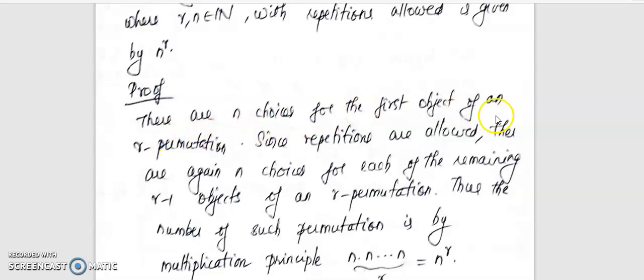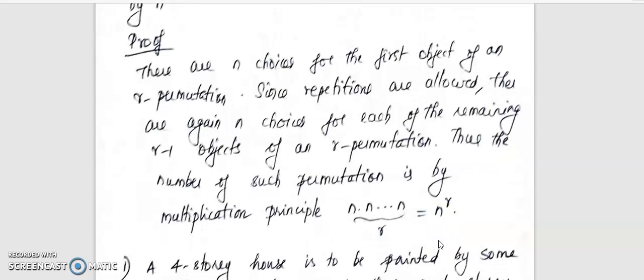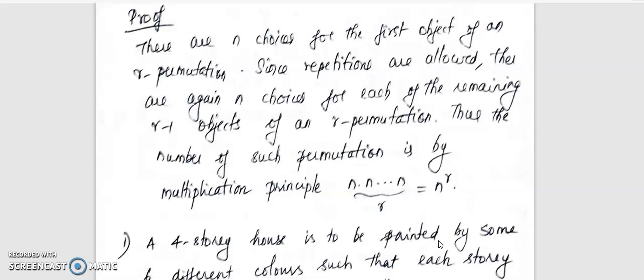So there will be n choices for the first object of an r-permutation. Now since repetitions are allowed, there are again n choices for each of the remaining r minus 1 objects of an r-permutation. So by multiplication principle, the number of such permutations will be n into n, etc., n. r times you are taking the product, so that will be n raised to r. And we will see an example of that.